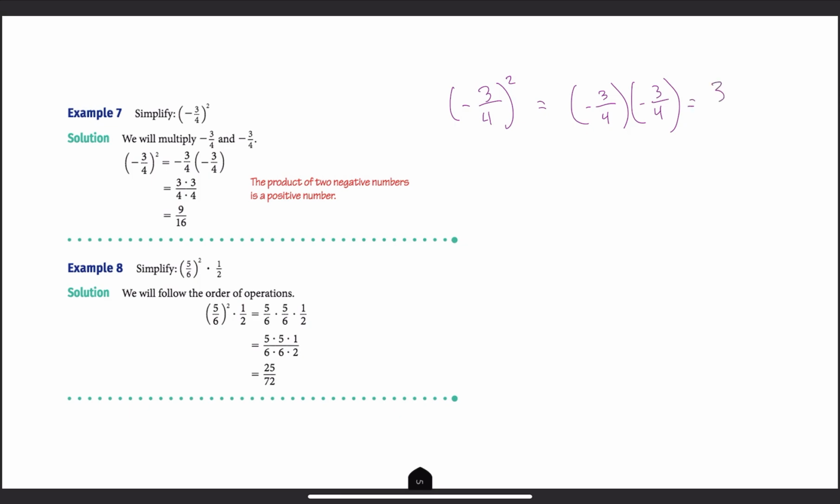So it's really 3 times 3 over 4 times 4, because when I multiply numerator times numerator, denominator times denominator. And 3 times 3 is 9, 4 times 4 is 16. And since they didn't have anything in common here when they were in their factored form, they won't have anything in common when I actually multiply. So 9/16 is the simplified version of negative 3/4 squared.